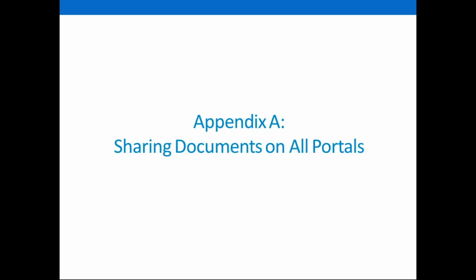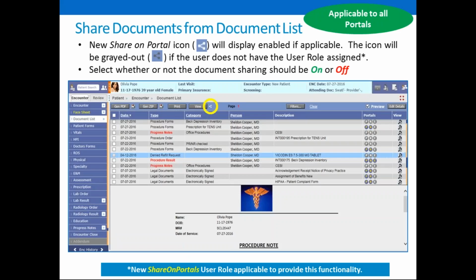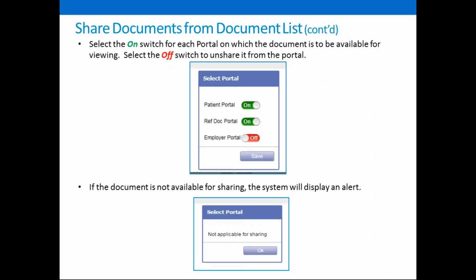Now, I mentioned that there's an appendix here that gives you a list of all the documents that can be shared. This starts off with how to share it in EMR. So this is now just copied and pasted out of the EMR session. If you've already attended the EMR session, then you're aware that there's a new user role that can be given to any human in your practice that needs the ability to share documents. The document list has this new icon in the middle that will be enabled when they have that user role, and then they can select the document, which they can then share by turning it on or off for each portal. And this will give you the patient portal, the referring doctor, and the employer portal if you have those portals in your contract. If the document is not yet ready to be shared, you get the not applicable for sharing.